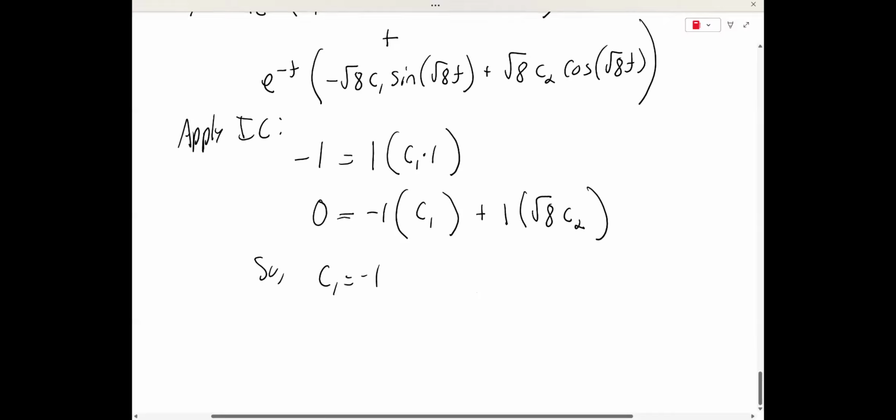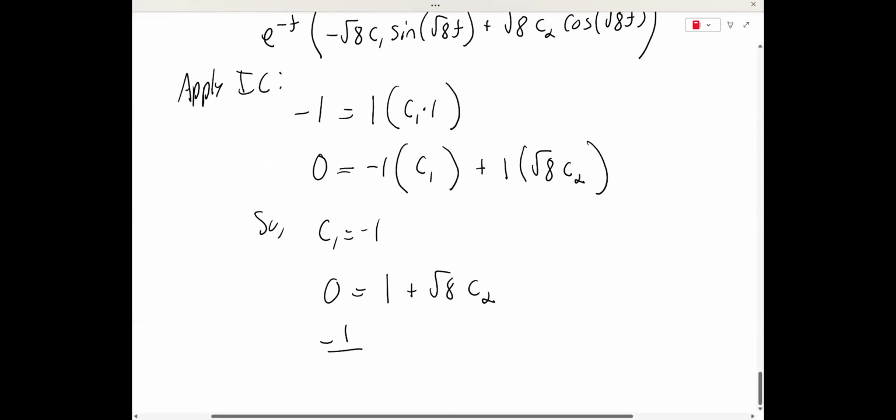And so then I get 0 is equal to -1 times -1, which is 1, plus square root of 8 C2. So you get -1 over square root of 8 equals C2.